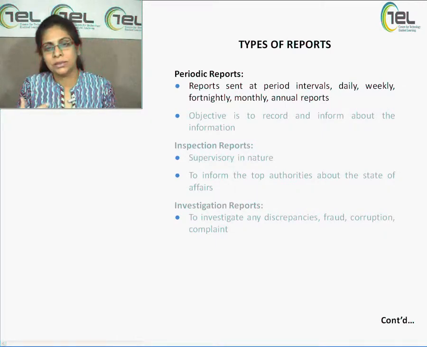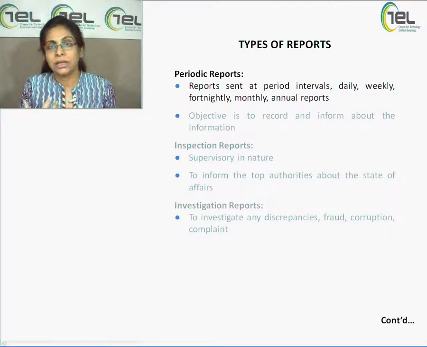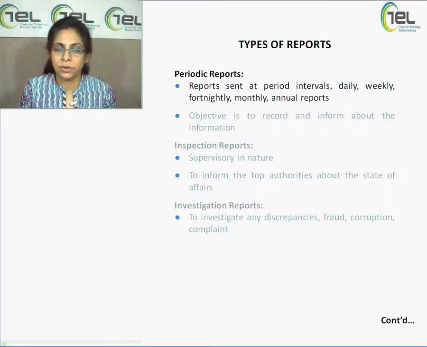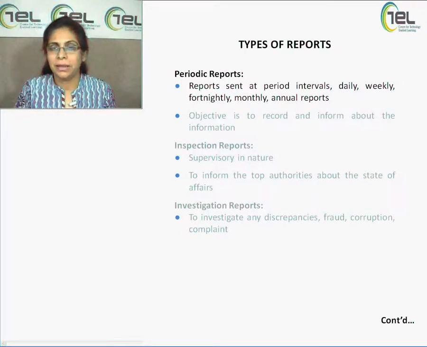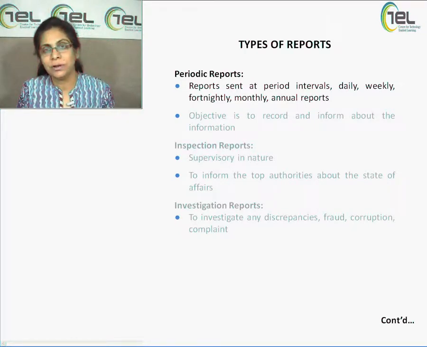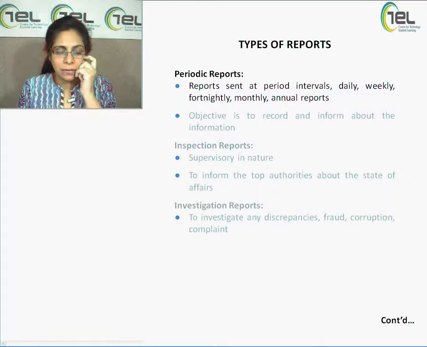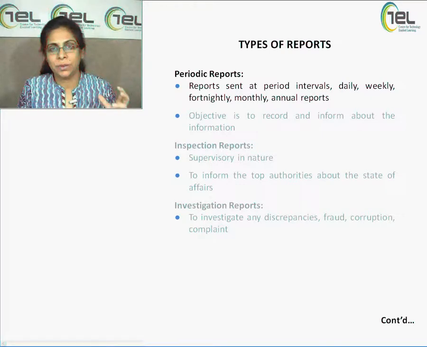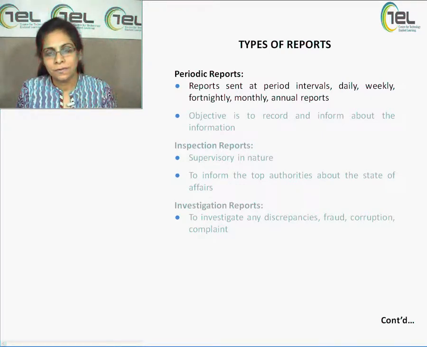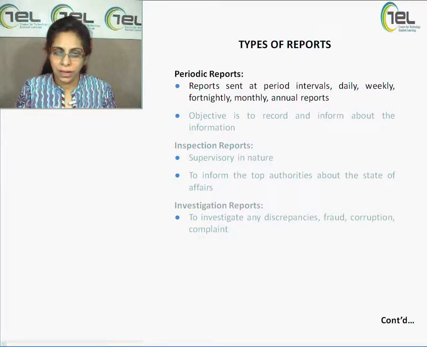The ones which have too much text, which need too much thinking and thought process, are the monthly and especially the annual reports. Annual reports have to be very carefully and meticulously written. They need a lot of information which has to be investigated, analyzed, and then finalized. So depending upon the time frame or frequency of the report, you have to frame it accordingly.